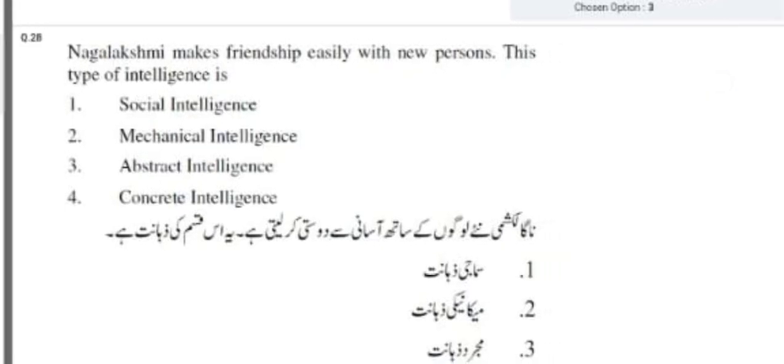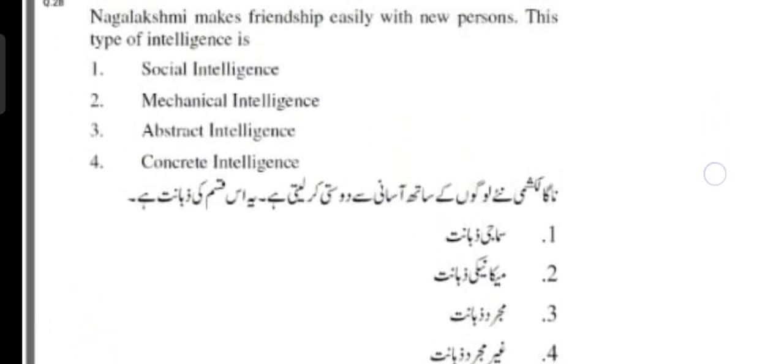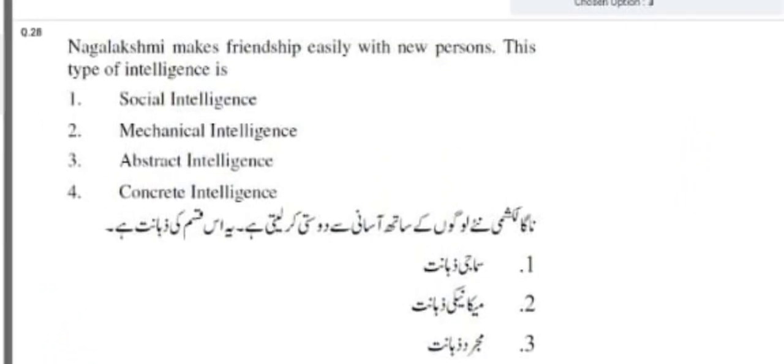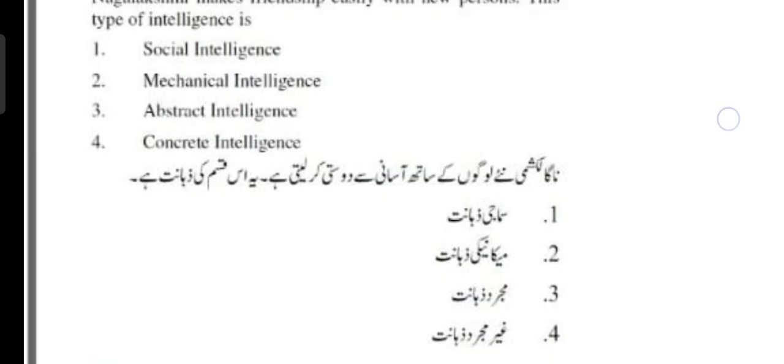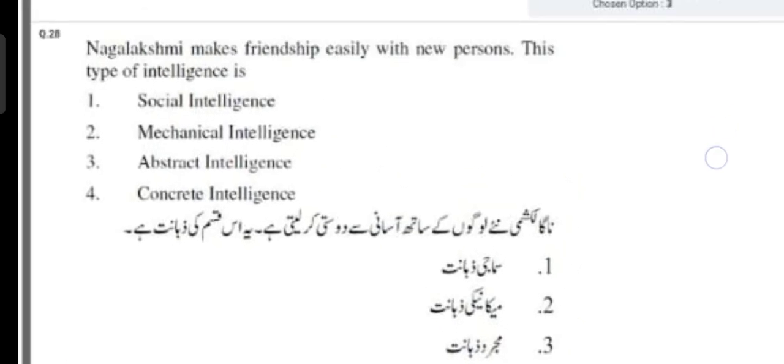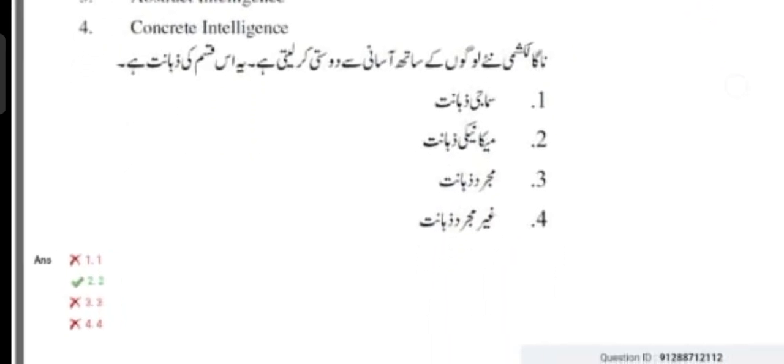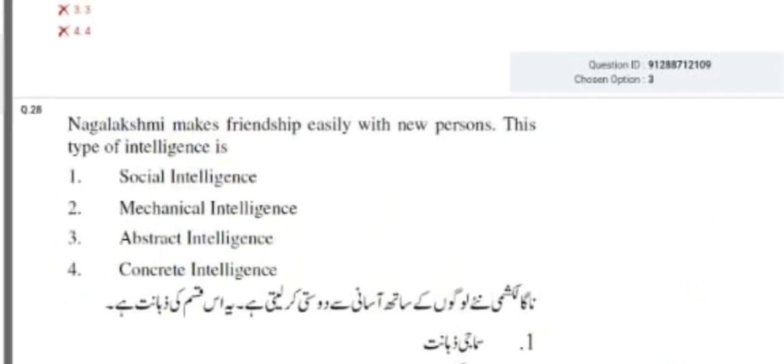28th question. Here is also a doubt in this question. They have given mechanical intelligence, but the right answer is social intelligence. Let's see if they add marks, it's okay, but if they not, leave it. 28th question. Nagalakshmi makes friendship easily with new persons. This type of intelligence is social intelligence. According to the question, we can understand that. So more two questions we have. Let's see that.